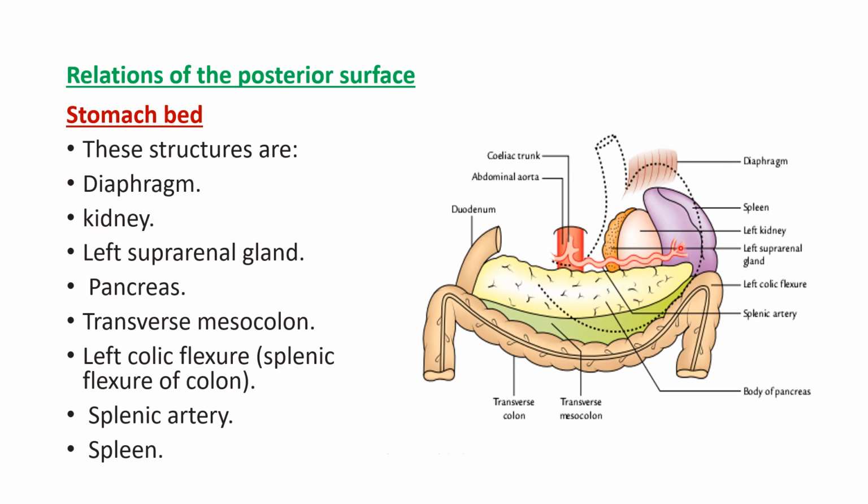The posterior surface of the stomach is related to a number of structures which are found in the posterior abdominal cavity or wall. These structures are the diaphragm, the spleen, the left kidney, the left adrenal gland, the splenic artery, the body of the pancreas, the transverse mesocolon, the transverse colon, and the left colic flexure.